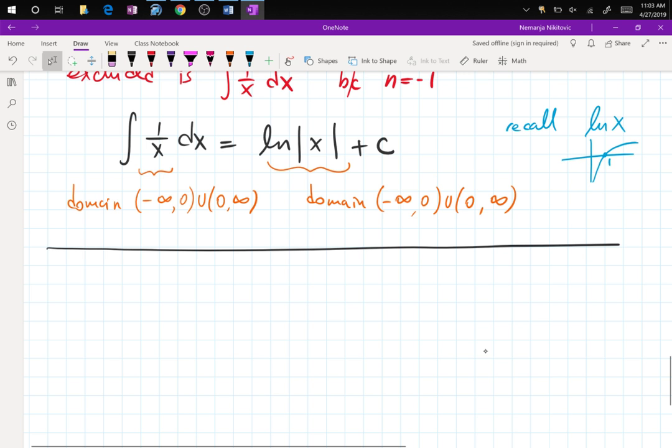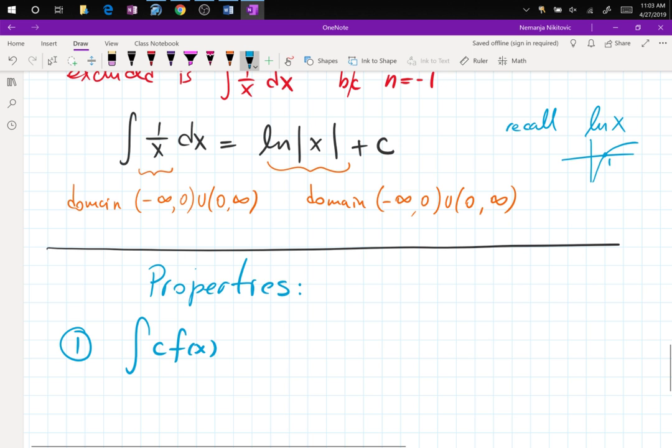Great. We have to list 3 properties, and then we can do a whole bunch of problems, and we're done with 4.9. Properties. Number 1, integral of c f of x dx. You can kick the constant outside of the integral.